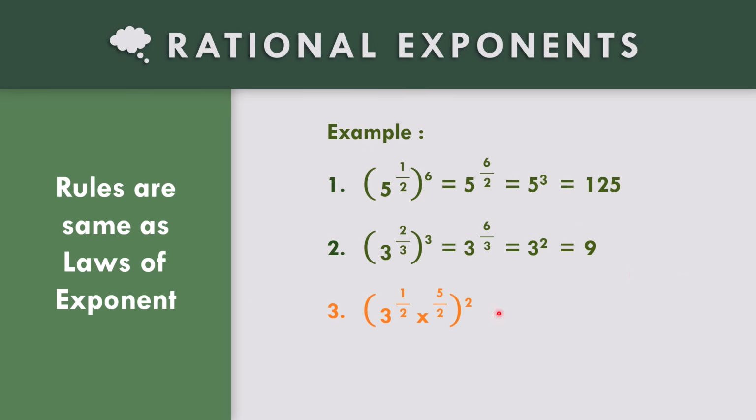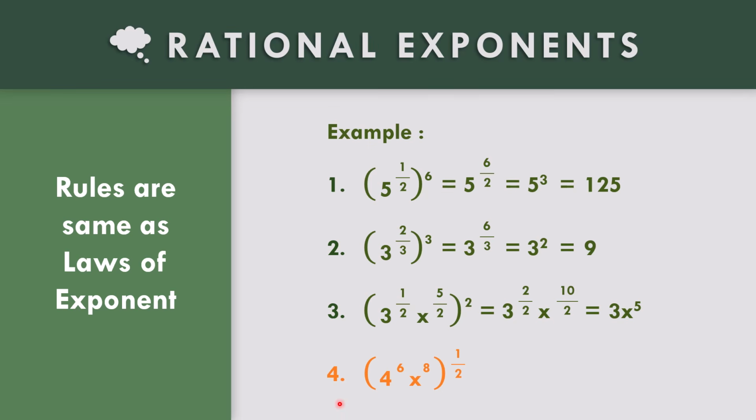How about number 3? The quantity 3 to the 1 half times x to the 5 over 2, raised to the 2nd power. First, copy the base 3 and then 1 half times 2, that is 2 over 2. Copy the base x, that is 5 over 2 raised to the 2nd power. So it means 5 over 2 times 2, that is 10 over 2. So 2 divided by 2 is 1, so that is 3 to the 1 or 3 only. And then 10 divided by 2 is 5, so x to the 5th power. So the final answer is 3x to the 5th power.